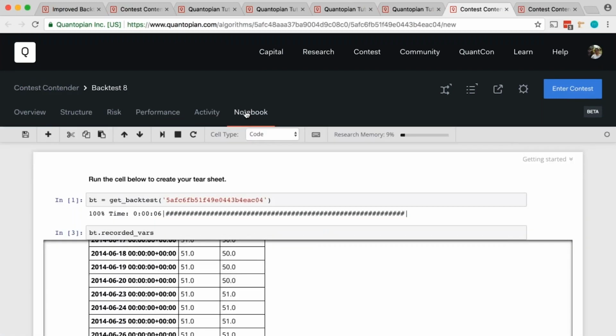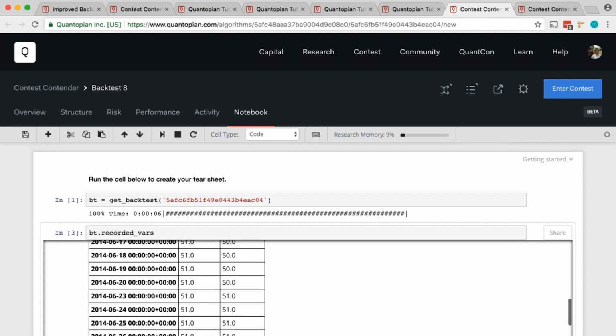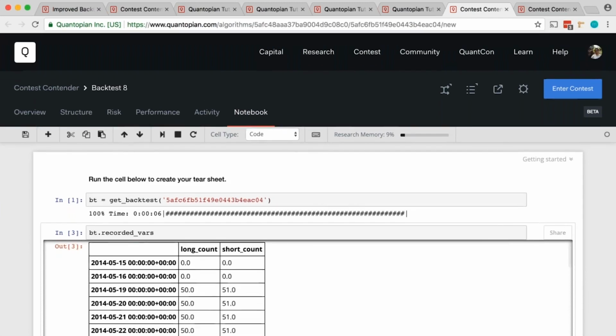What's really interesting is that you have access to a research notebook within your backtest screen. So you can easily flip back and forth between, say, your overview here and your research notebook. So for those of you who aren't familiar, on research, you can get access to your backtest positions and manipulate those with Python. So I run this function called get_backtest, and I pass in my backtest ID. There are a bunch of interesting things I can do with this here. So one thing that I've done in my backtest is that I've recorded the number of longs and the number of shorts I have on any given day.